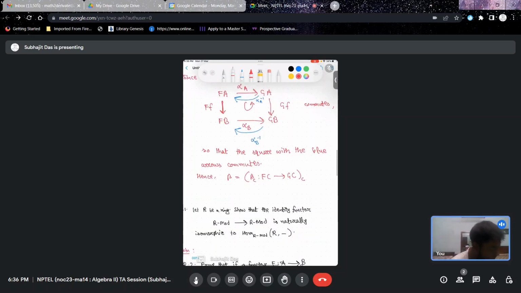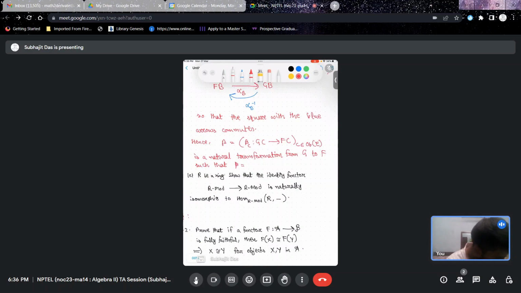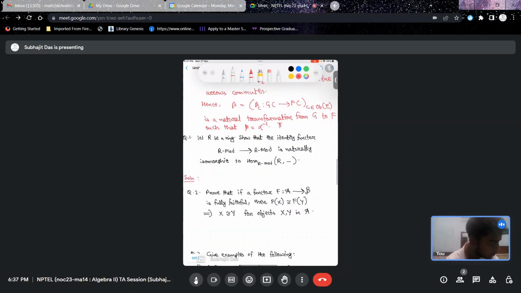So this collection, this map beta, where C is in Ob C, from GC to FC, is a natural transformation from G to F, in the opposite direction as that of alpha, such that this is an inverse of alpha. And this we know is the case easily, because component-wise it's an inverse, so it will be an inverse by definition of composition of natural transformations, such that beta is equal to alpha inverse, and then we are done. Thus alpha is a natural isomorphism.